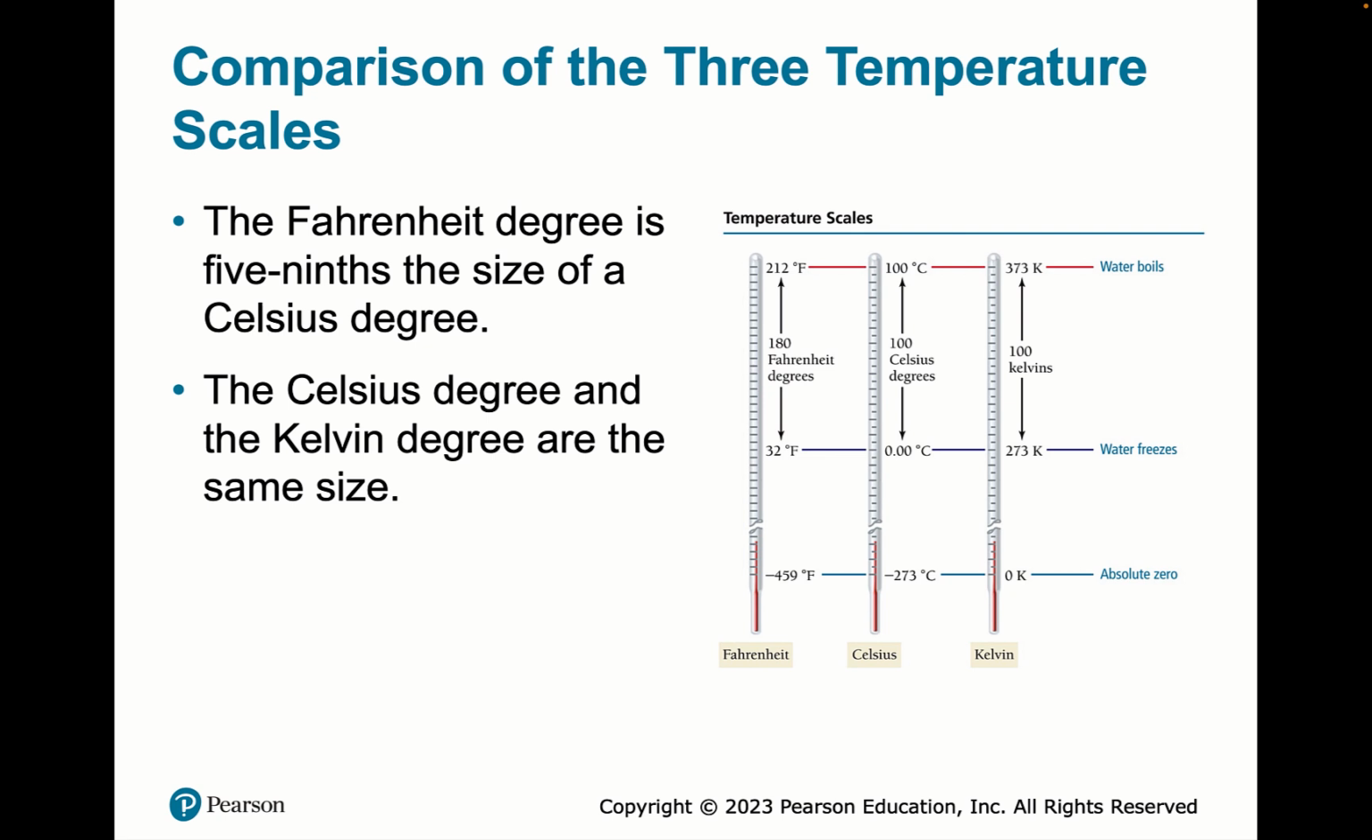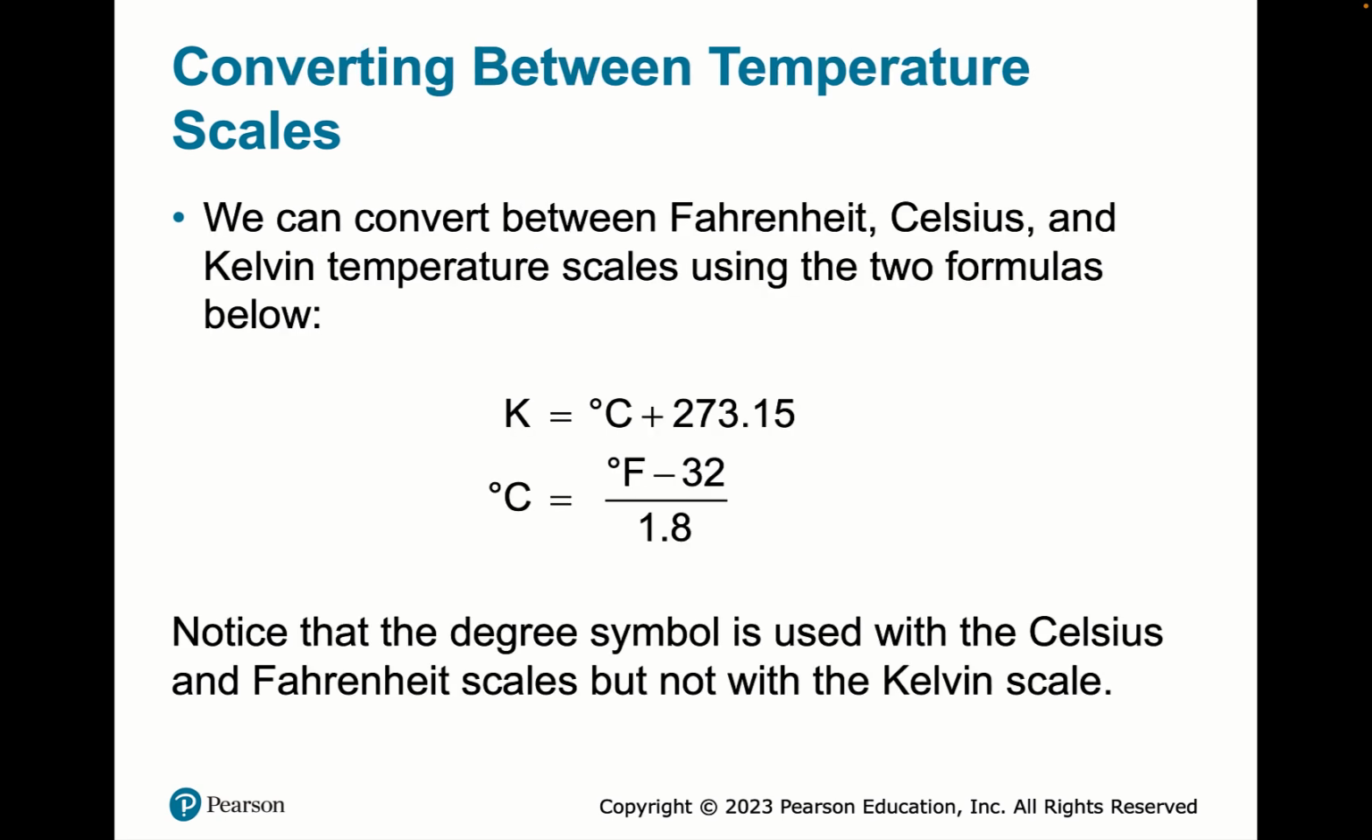So here are the different scales: Fahrenheit, Celsius, and Kelvin. Fahrenheit actually has an absolute scale. It's called Rankine. You'll also see it as R. So there actually is an absolute Fahrenheit scale, but that's not used as frequently. But those are the different types of temperature scales.